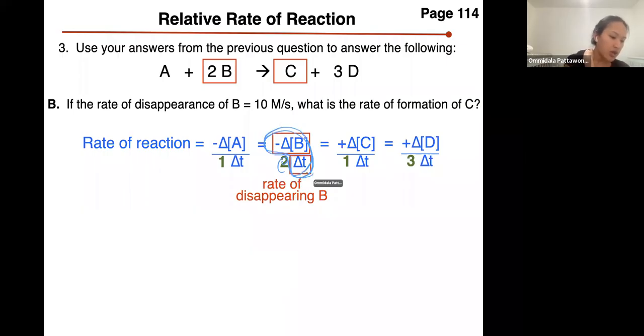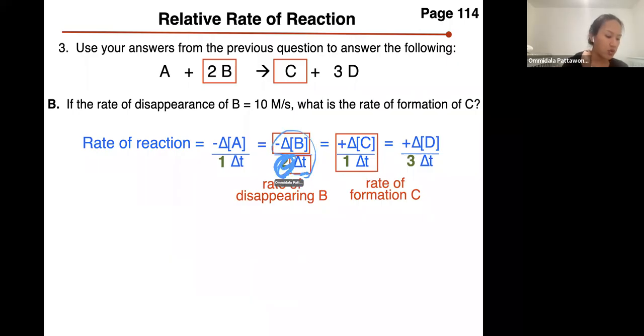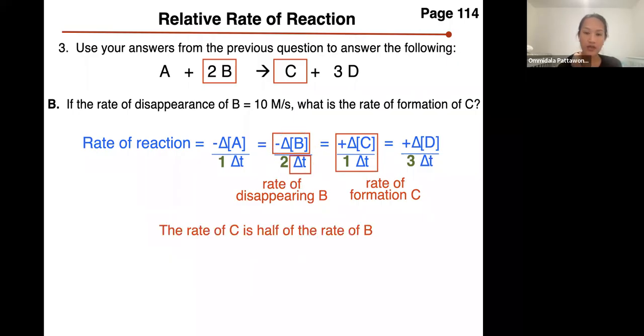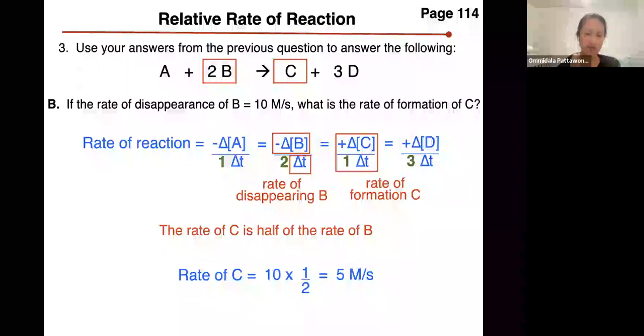So if you wanted it to equal C, what you need to do is divide the rate of disappearance of B by 2, to make it equal to C. So in this case, the rate of C will come out equal to 5 molar per second.